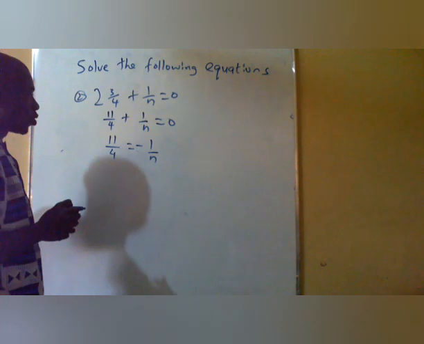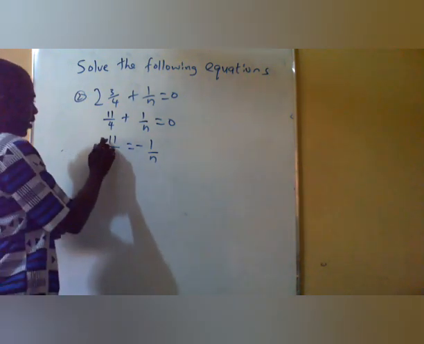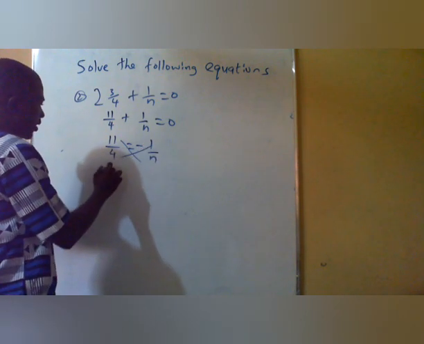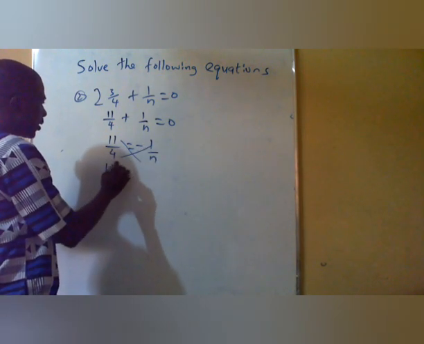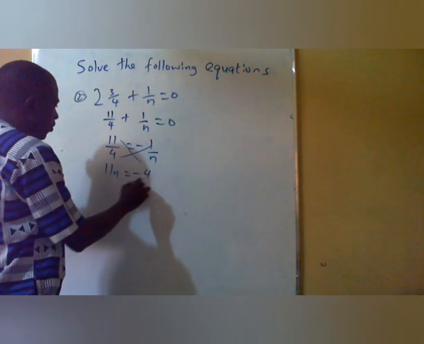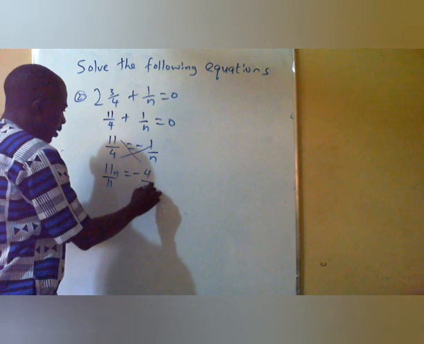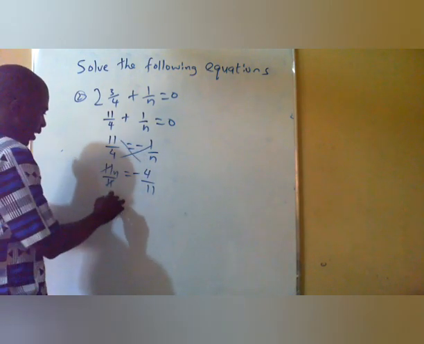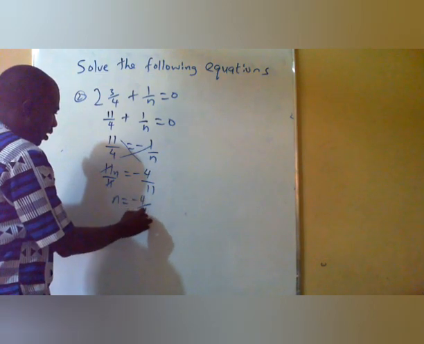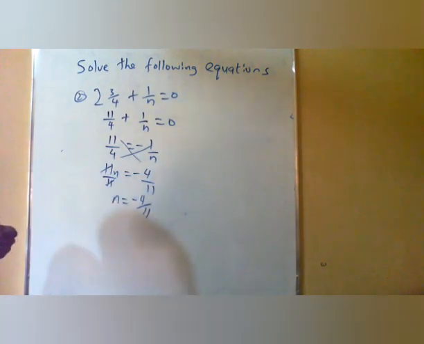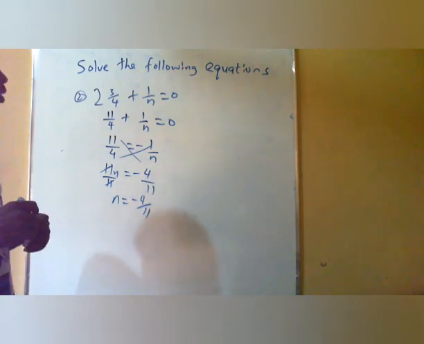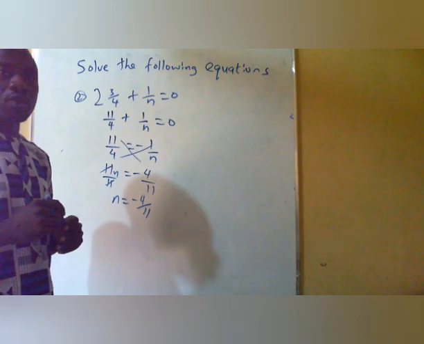The next thing to do, we cross multiply. So we say 11 times n to be 11n. Then 4 times minus 1 gives us minus 4. So we divide both sides by 11. So n is equal to minus 4 over 11. That is the solution to number 2. So next, let's move to question number 3.